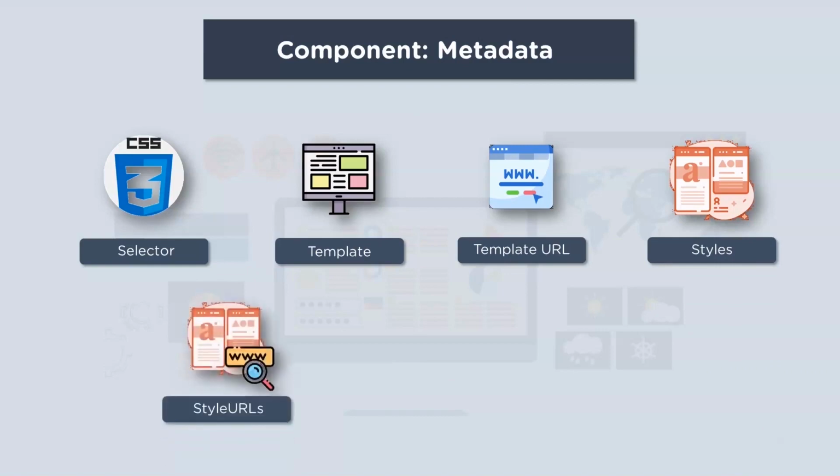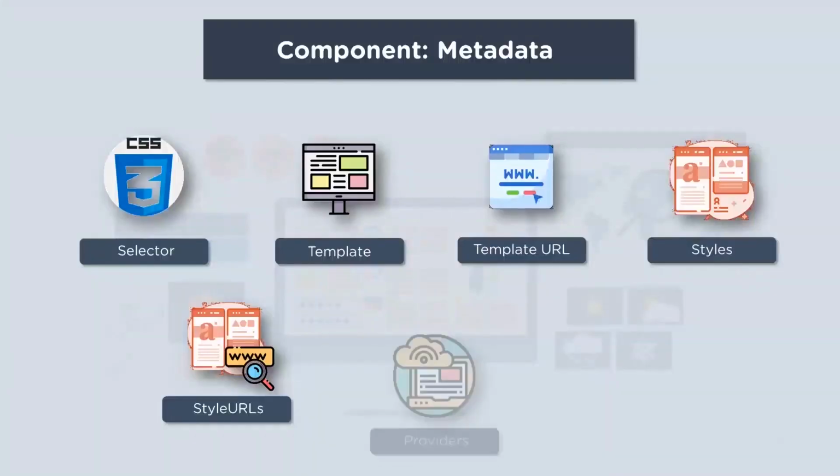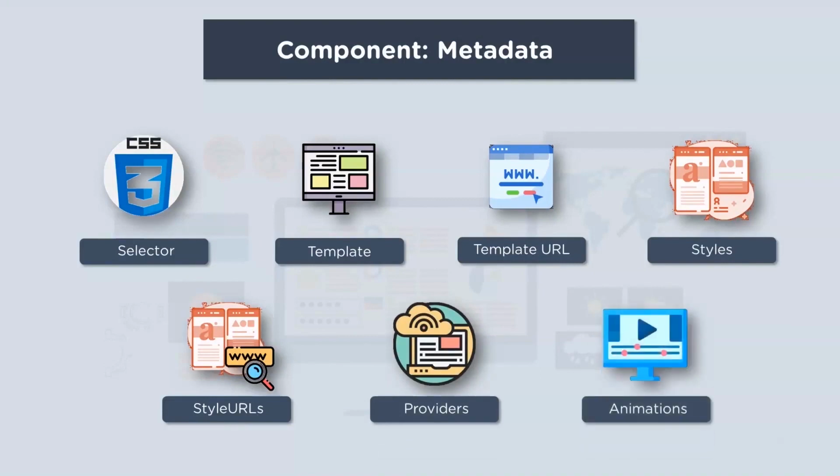Next, you have the styleUrls. Now, this is a list of URLs to your style sheets that are applied on your component's view. Next up, you have providers. Now, this is again an array where certain services can be registered for your component. Lastly, we have animations. As the name suggests, these are animations that can be listed for your components.